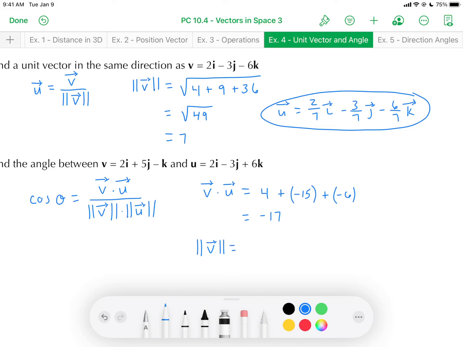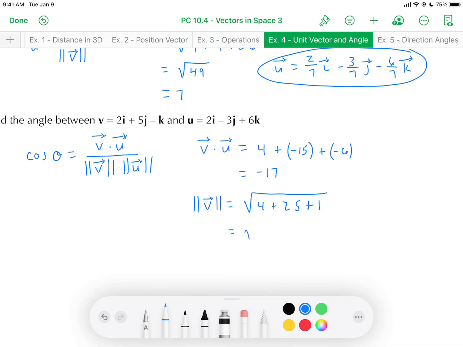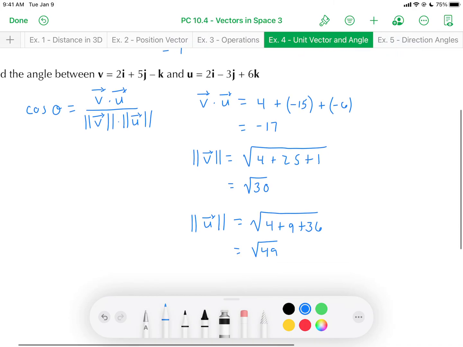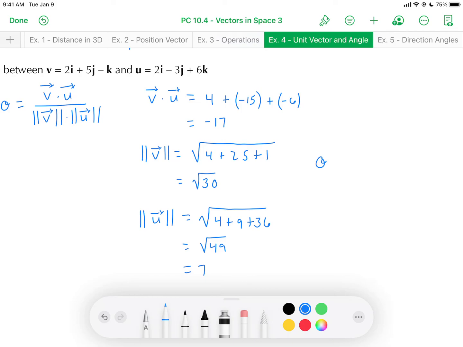Okay, then magnitude of vector v. That's going to be the square root of 4 plus 25 plus 1. So the square root of 30. Magnitude of vector u would be the square root of 4 plus 9 plus 36. That's going to be the square root of 49, or 7. All right, so the angle between these two vectors would equal inverse cosine of the dot product, negative 17, divided by the product of these magnitudes, which is 7 radical 30.